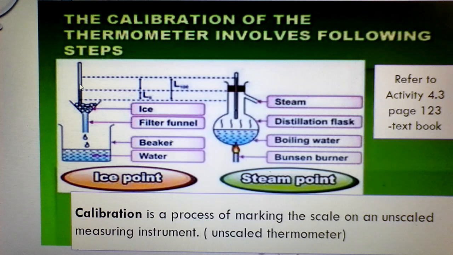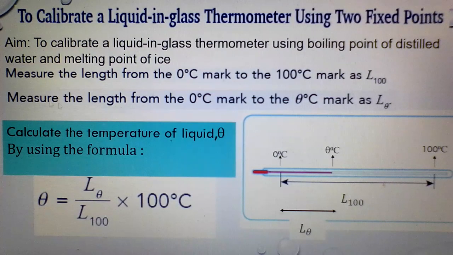And then we take the same thermometer and place it into this conical flask, so that it will measure the steam temperature. Don't put the bulb into the water. You just put it at the steam that is coming out. So the temperature shown here, we call it the steam point. Again, use a marker pen or any sticker to mark there. So that is the mark for 100 degrees Celsius. Okay, so this is what we do.